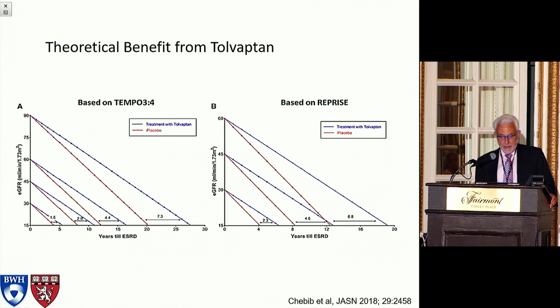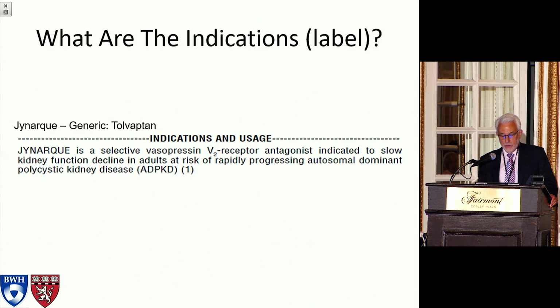This has been translated to estimates that are shown in these 2 graphs in the paper from Chebib et al. And the point is that the earlier you start tolvaptan, whether based on the TEMPO design or the REPRISE design, the greater the theoretical benefit, almost 7 years delay till ESRD. Whereas if you start at a GFR of 30, when GFR has further declined, the benefit is between 1.5 and 2.3 years. So these are theoretical, but it illustrates the point that the earlier you start, the more likely you are to have benefit. So what are the indications?